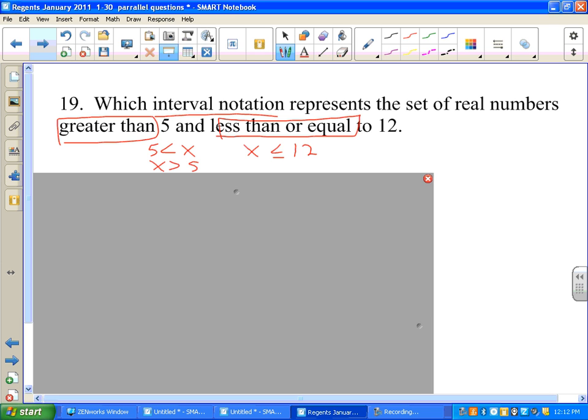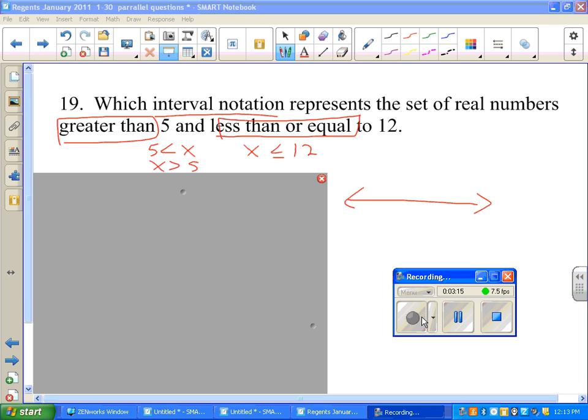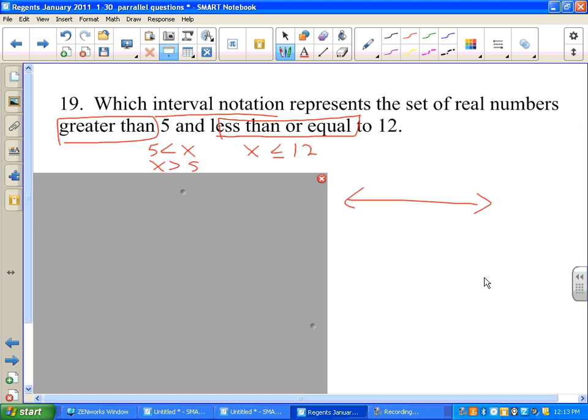Maybe I can graph this. Take a look at it on a number line. The important numbers are 5 and 12. Can I think of a number that's greater than 5 and less than or equal to 12? Yes, 7. So we know that we're going to be shading in between 5 and 12. It just says greater than 5, but it does say less than or equal to 12.